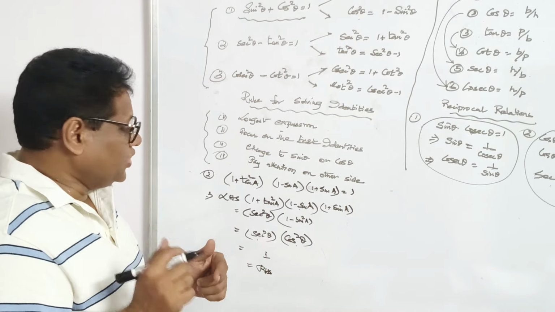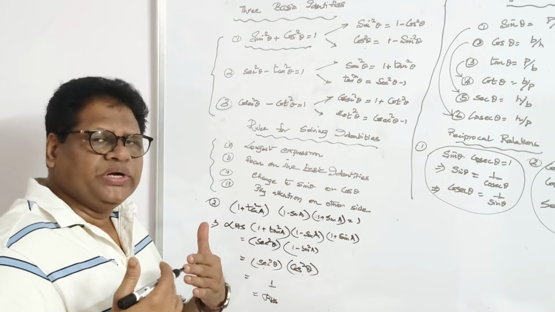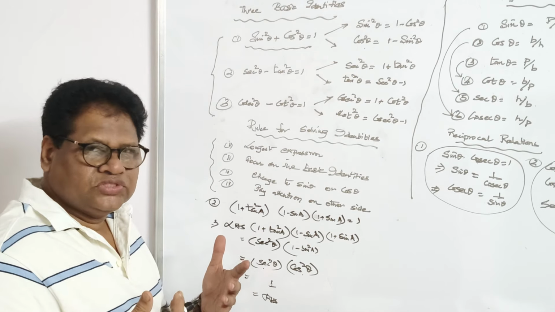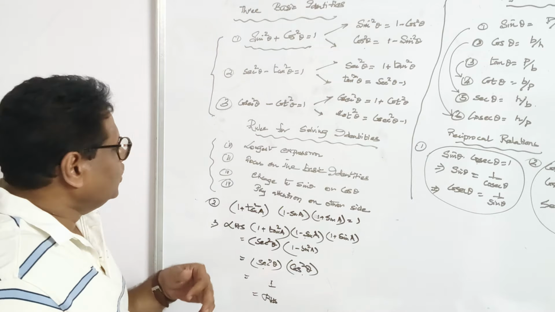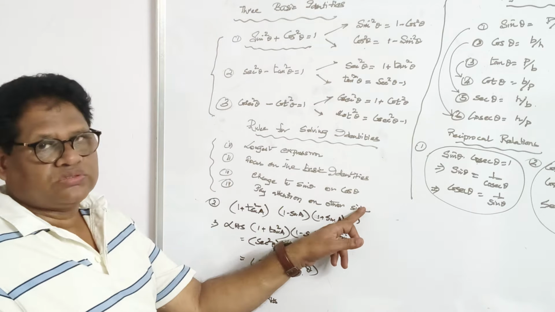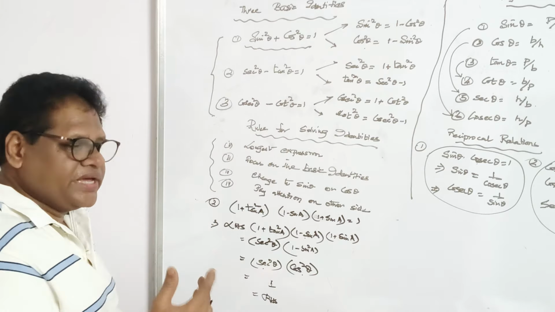Suppose you have got this expression, 1 plus tan square equal to sec square. Now think about a student who didn't catch this expression. He remembers the method. Why not convert it to sin and cos? Look at the third step: change to sin or cos. So let's now solve this expression by changing to sin and cos.